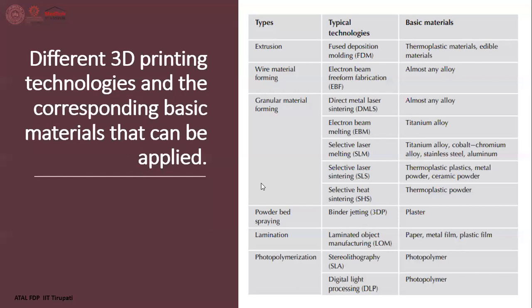Right. The different 3D printing technologies which are available today, we have seen all these things. When we take granular material form, there are direct metal laser sintering, electron beam melting, selective laser melting, selective heat sintering, all these things. Powder jet spraying is binder jet spraying. Whatever I say, instead of laser, if you replace it by binder, it is binder jetting. Then you have LOM in this process.